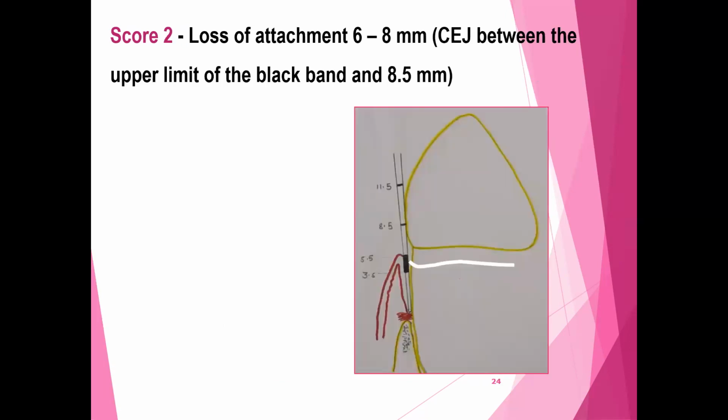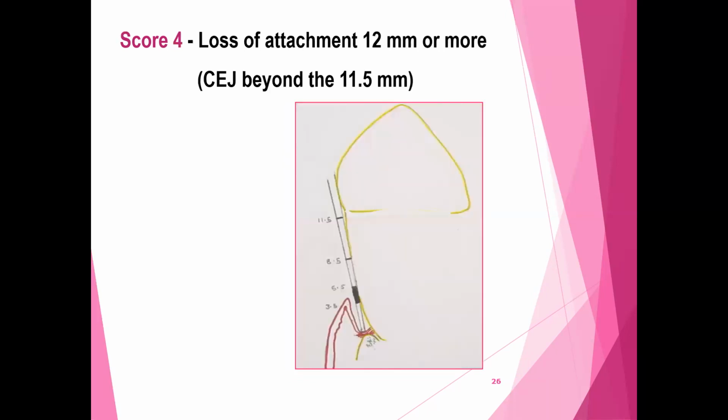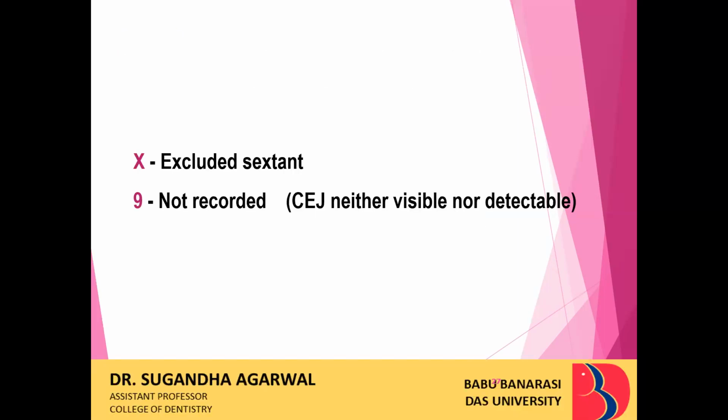Score 2, loss of attachment 6 to 8 mm, CEJ between the upper limit of the black band and 8 to 8.5 mm. Score 3, loss of attachment 9 to 11 mm, CEJ between 8.5 mm and 11.5 mm. Score 4, loss of attachment of 12 mm or more, CEJ beyond the 11.5 mm. X is the excluded sextant. 9 is not recorded, as the CEJ is neither visible nor detectable.